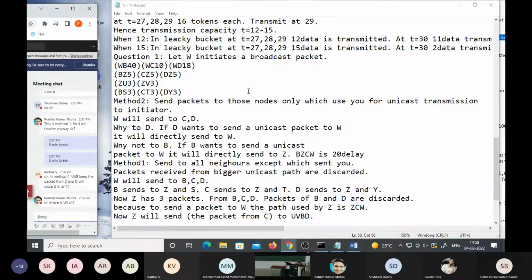And why B will? Yes. Fully correct. It means that I have made a mistake here, in method 1. The rule is to send to all neighbors except the one which sent you the packet. W will send to B, C, D. B will not send to Z. It means, Karthik, I have made a mistake.